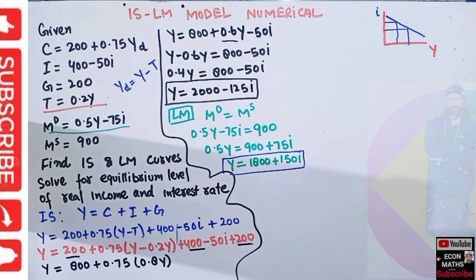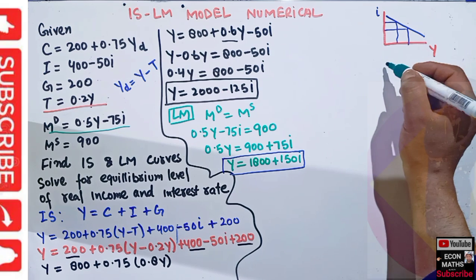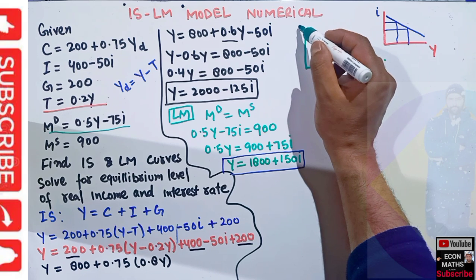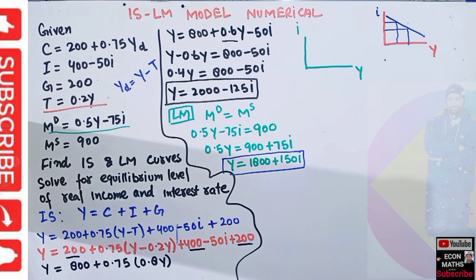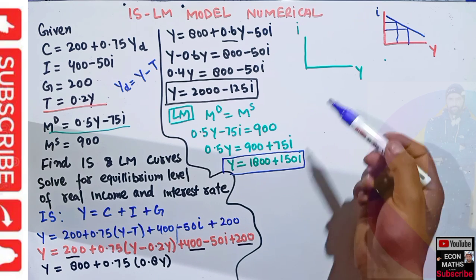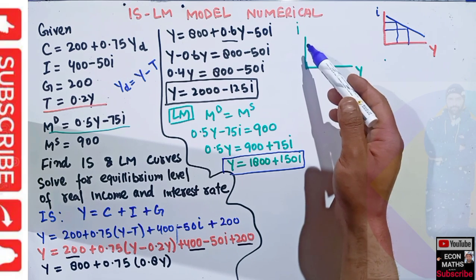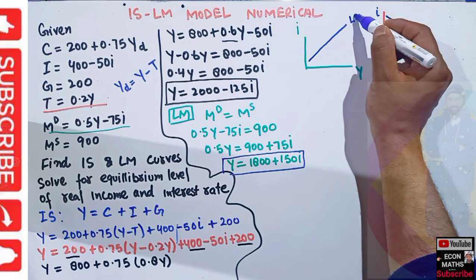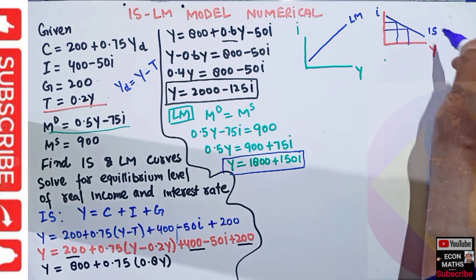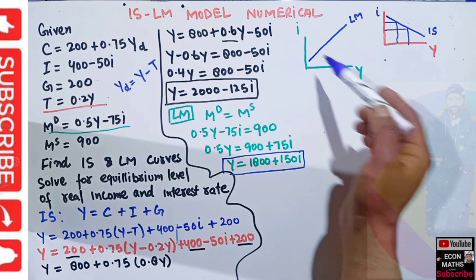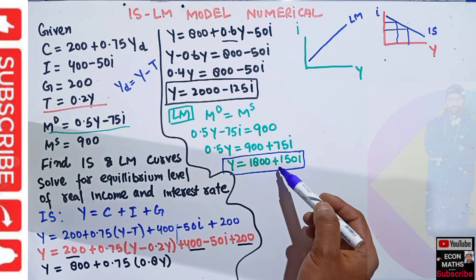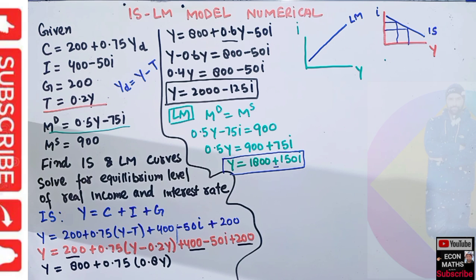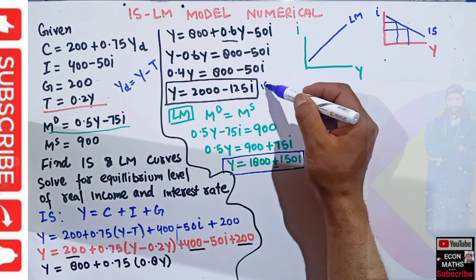The LM equation shows us different combinations of interest rate and level of income where our money market is in equilibrium. Let's draw it here. We have level of GDP on the horizontal axis and interest rate on the vertical axis. So this is our LM equation, and this denotes our IS equation. Here rate of interest and level of income have a positive relationship, which is corroborated by this plus sign.